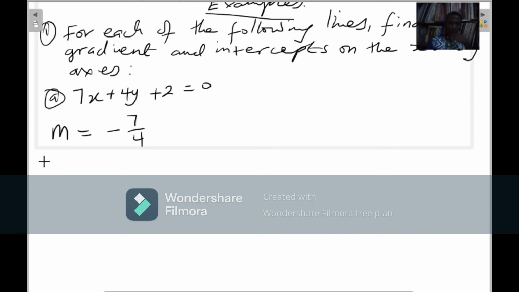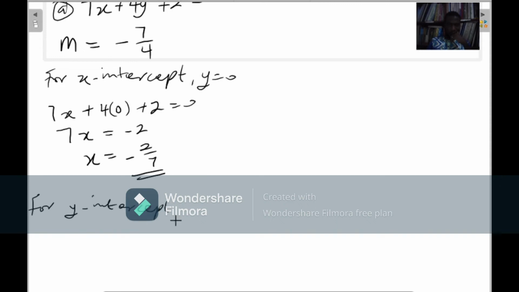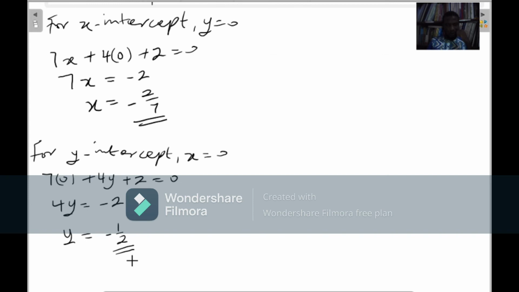So for the x-intercept, y equal to 0. So we are going to have 7x plus, for wherever we see y, we put 0 there, plus 2 equals 0. So 7x is going to give us negative 2. And we divide through both sides by 7 to get x equal to negative 2 over 7. And that becomes our x-intercept. And for the y-intercept, x will be equal to 0. So let's do that quickly. All right, so our y-intercept also becomes negative 1 over 2. That is when x is 0. Then we take the second question quickly.